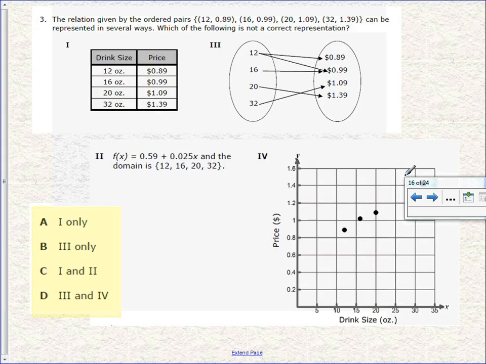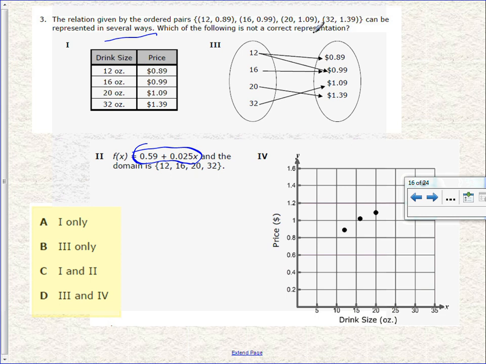The relation given by the ordered pairs, these are your ordered pairs, can be represented in several ways, which means I have multiple representations. I have a table of values. I have a mapping diagram. I'm given an equation right here, and I'm given a graph. So you'll get a question on the test which will tell you multiple representations. You've done this before.